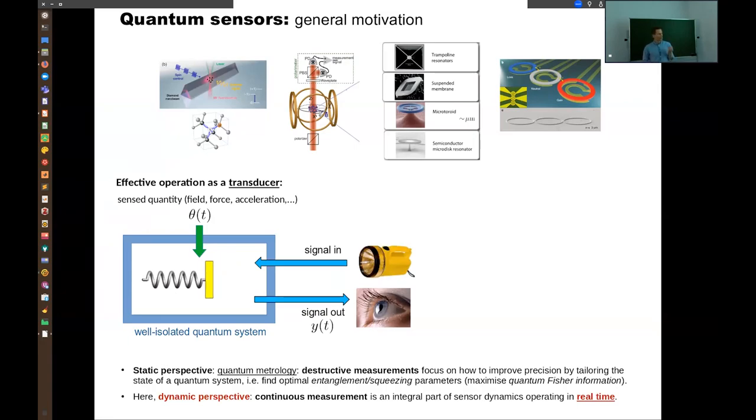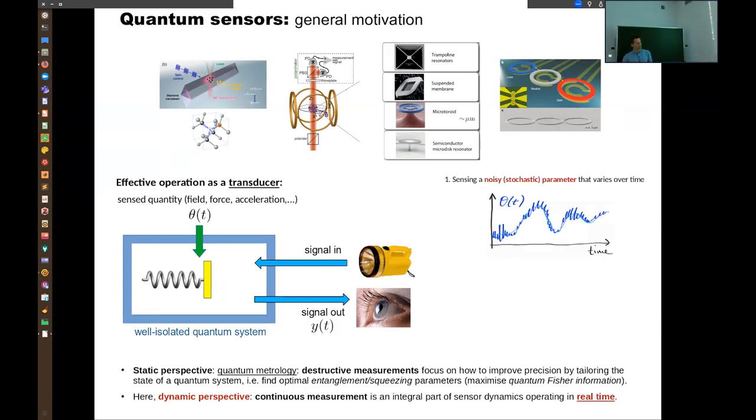So I need a perspective in which I account for time. And in particular, because I account for time, the measurement is a part of the sensor. And now I need to take into account the fact that the wave function collapses. I need to use the formalism of continuous quantum measurements, in which when I measure a quantum system, I affect it. So this is the kind of change of the rules in the game.